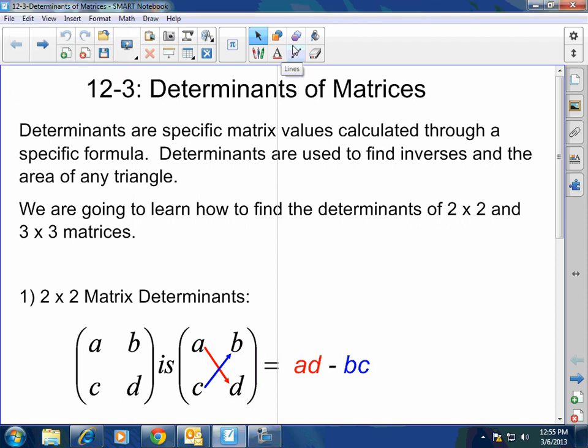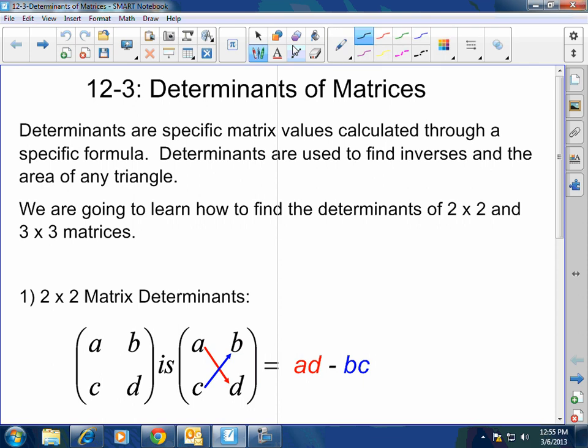Okay, welcome guys. Today we're going to wrap up what we need to do for matrices, and we're going to learn what's called determinants of matrices. Determinants of matrices are very important because they're going to help you find inverses of certain matrices, and they're also going to help you find the area of any triangle. And that's pretty cool, actually.